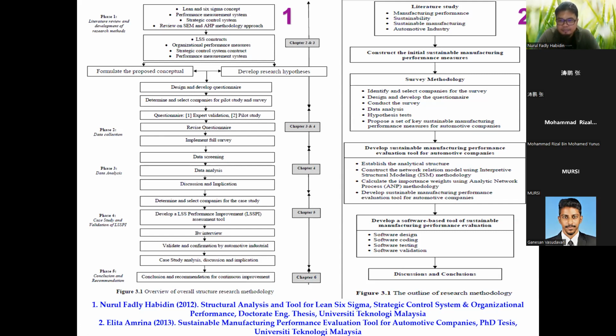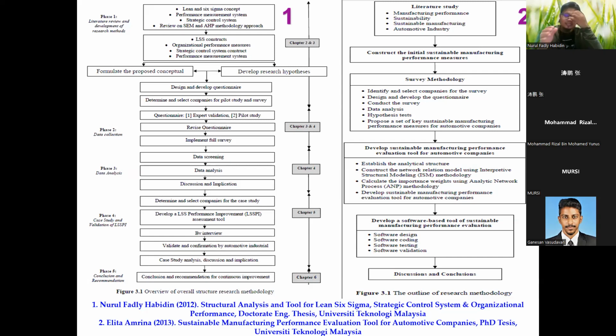They explain this method in depth. So establish the analysis structure, construct network relationship models using the ISM methodology, calculate important reach using ANP methodology, develop sustainable manufacturing performance, and evaluate the tool for automotive companies. I just make it fast because I do not discuss their content, but the most important thing is I try to show the flow. From literature, construct, survey methodology, develop tools, and then the last one, they develop the software based on software design, coding, testing, and validation. The last one is discussion and conclusion.